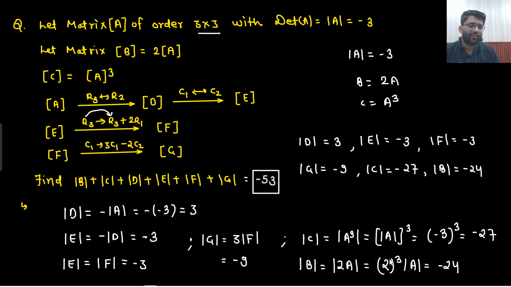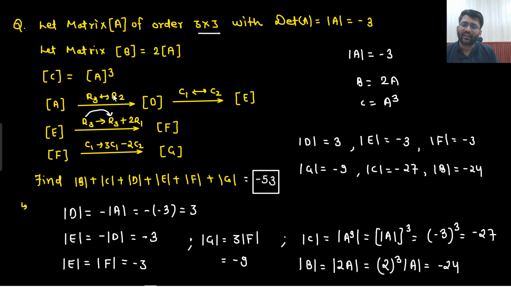So determinant of B would be 2 to the power 3 of this. 2 to the power 3 is nothing but 8. 8 into minus 3 would be minus 24. What about C? It would be simply the cube of it. Then minus 3 cube, that would be minus 27. Understandable? Very simple thing.